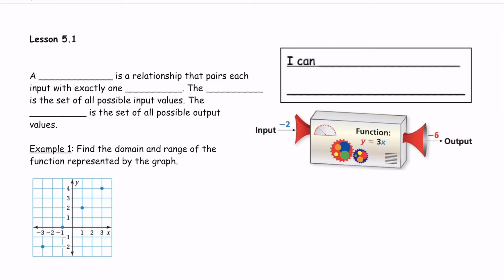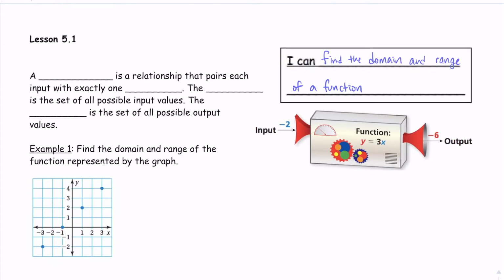Right, so today's objective is going to be to find the domain and range of a function. So that is what this chapter 5 is going to be all about. It is always going to be about functions. So we'll define what a function is first, and then we'll go on with 3 examples for today's lesson.